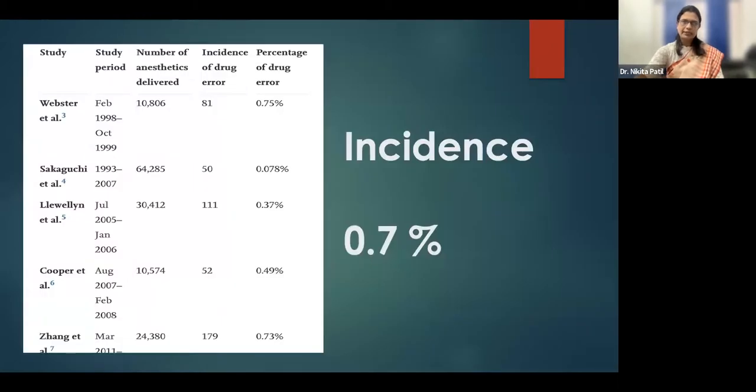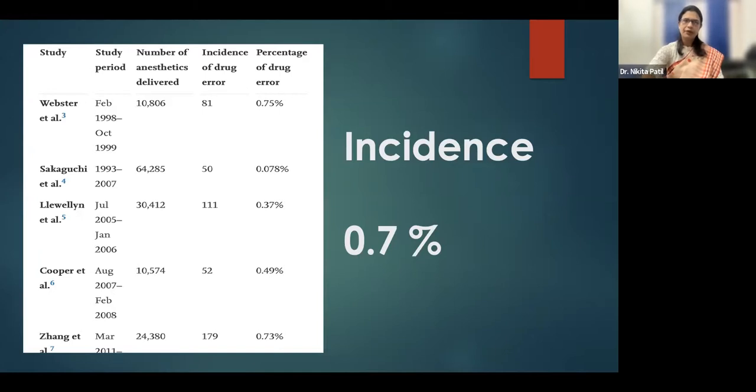Coming to the incidence, as you can see, there are a few studies here. Webster et al. found the incidence is overall 0.7%. They found that incorrect dose and substitution of the drug was the main cause of errors in their study. Sagakuchi et al. found syringe swap as the main cause of drug errors when they studied in 2007.